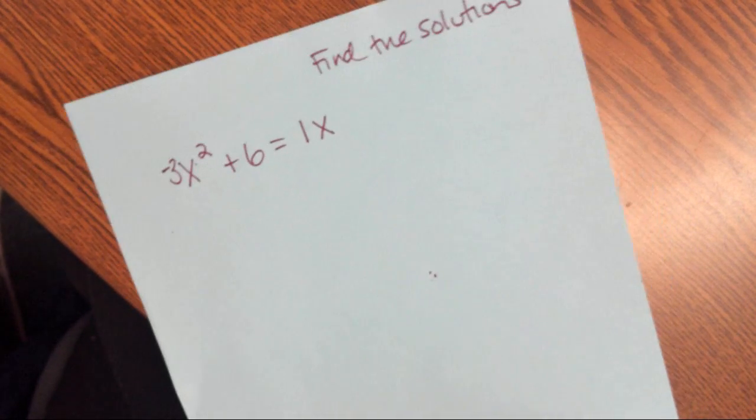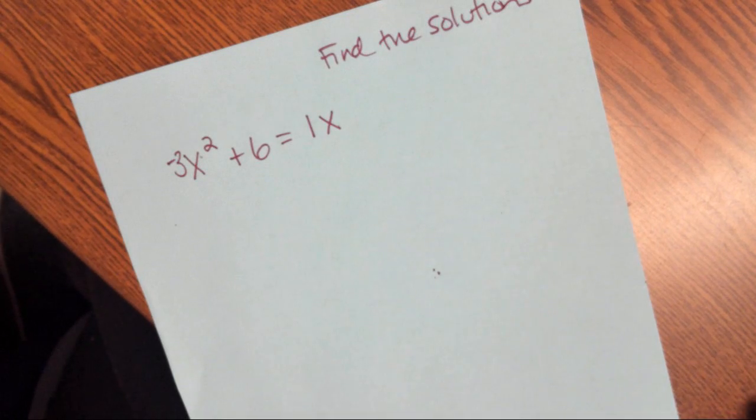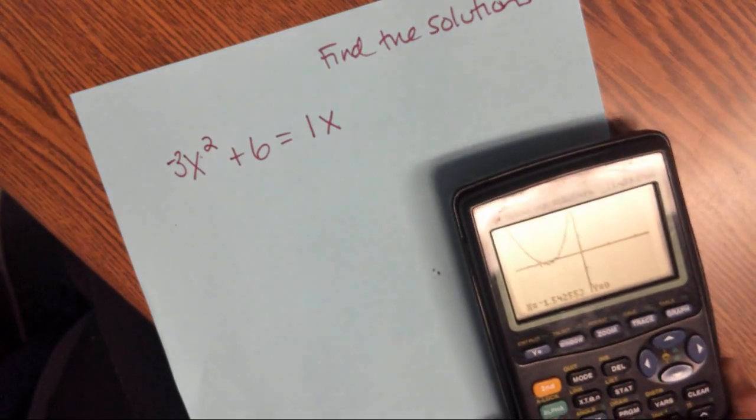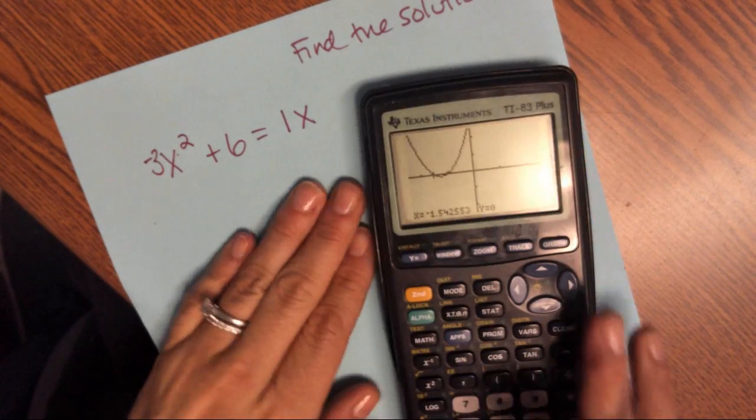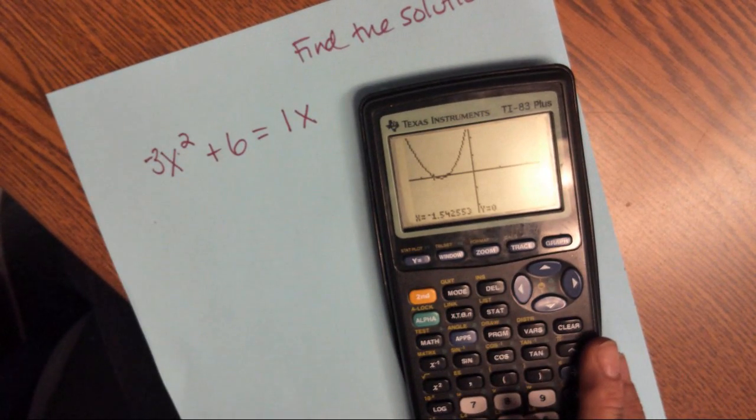Alright, so the first thing that we always are going to do is graph it in our calculator to make sure that there is a solution. If there's no solution, then there's no sense using the quadratic formula. And if we can put it in our calculator and get the exact solutions without using all that formula, then that's what we're going to do.